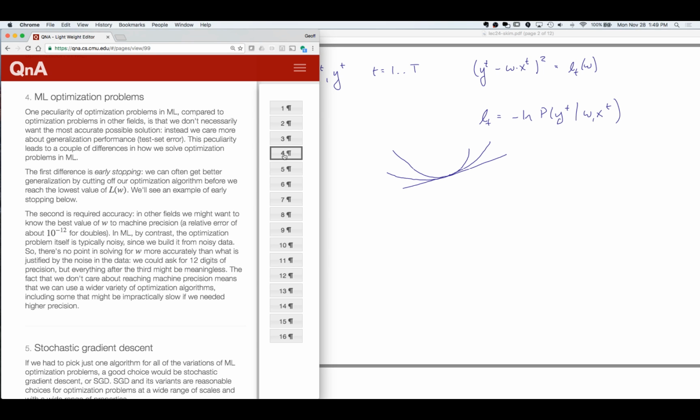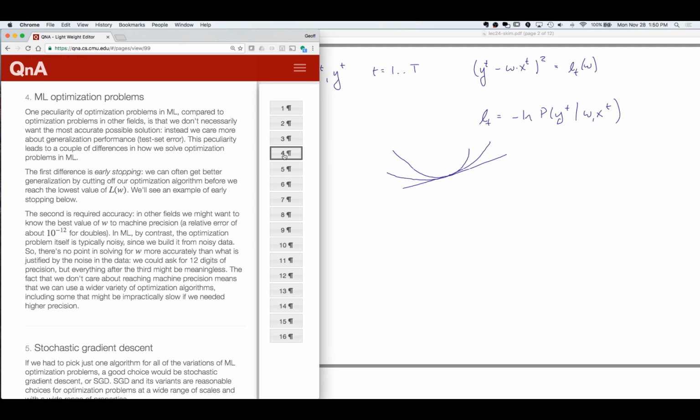One of the consequences is that we can use what's called early stopping, meaning that we run an incremental and iterative optimization algorithm, and instead of running it forever or running it until it converges, we just stop it early. And we'll see an example of this below. The second is required accuracy. So again, in some other fields, they might want machine precision for the parameters W. They might want to have them accurate to 1 part in 10 to the 12.